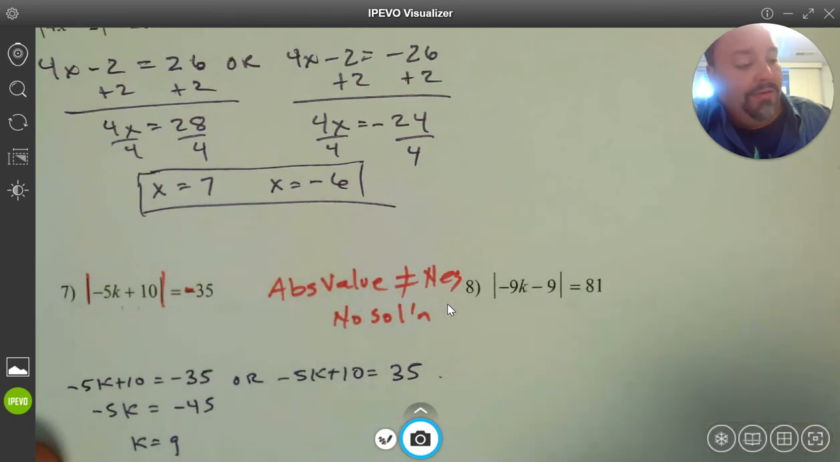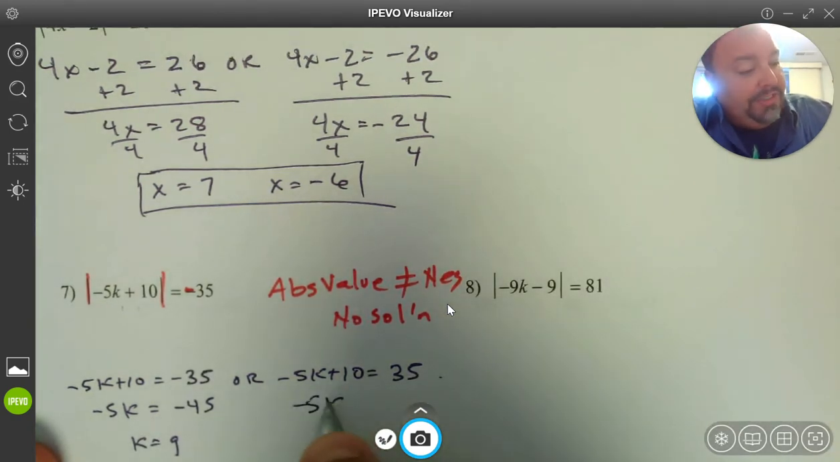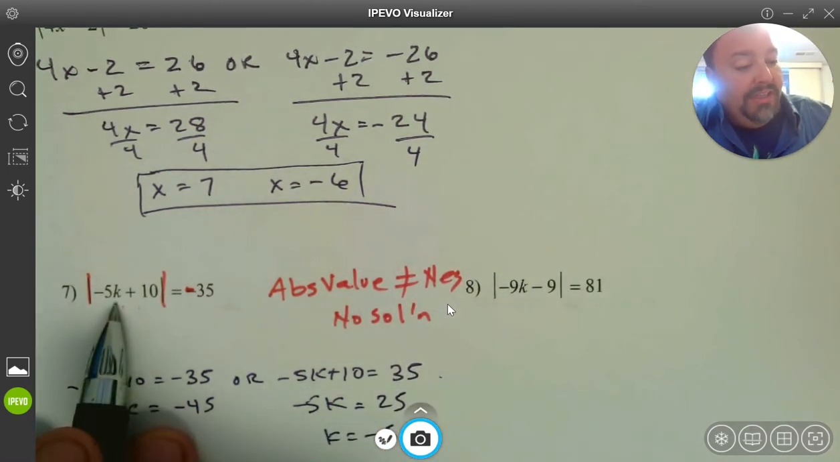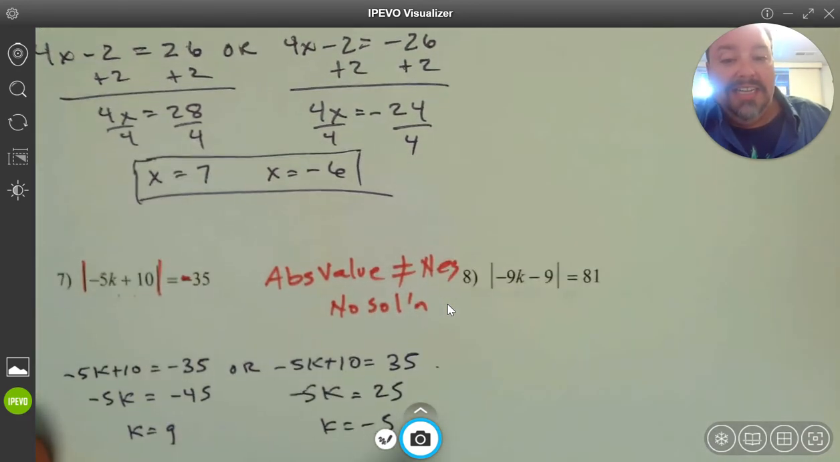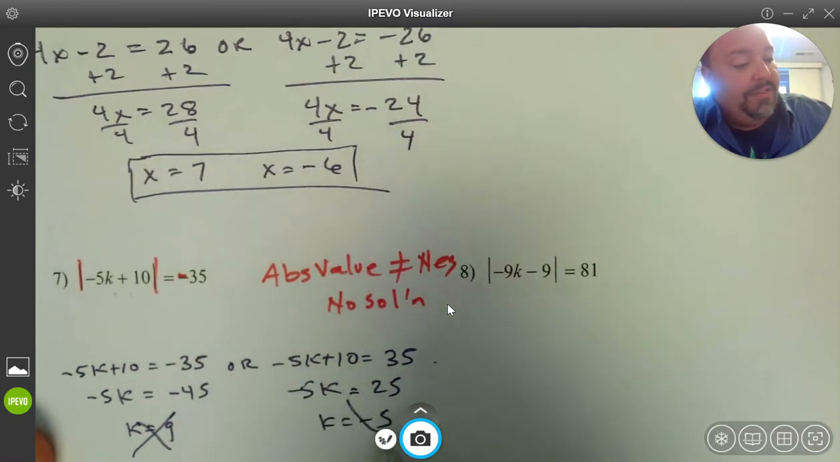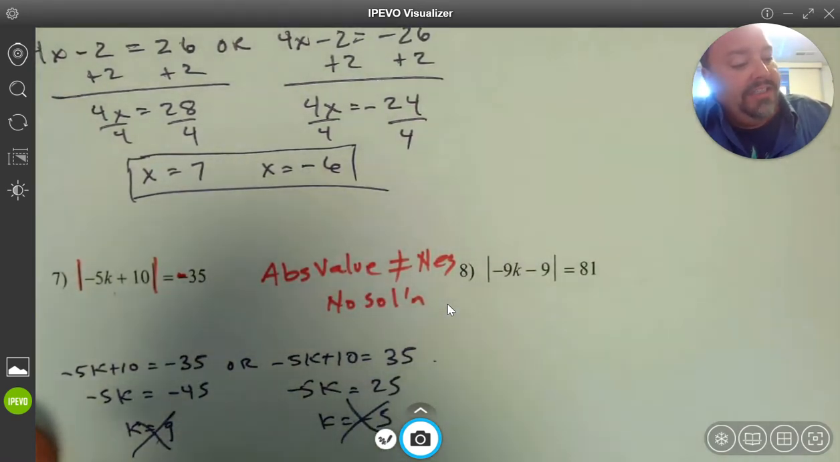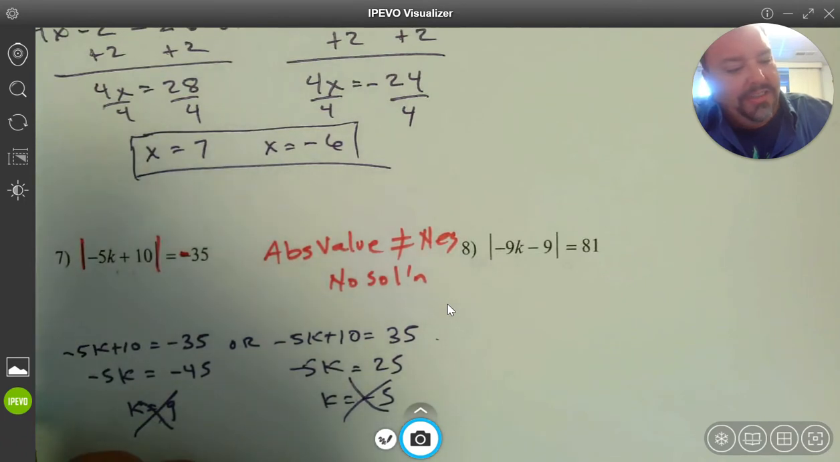And the same thing over here. If you would try to solve, we get k is equal to negative 5. If you plug that in, negative 5 times 5 would be 25. 25 plus 10 is 35. Absolute value of that is not negative 35. It's positive 35. So neither of these work. These are examples of what's called extraneous solutions.